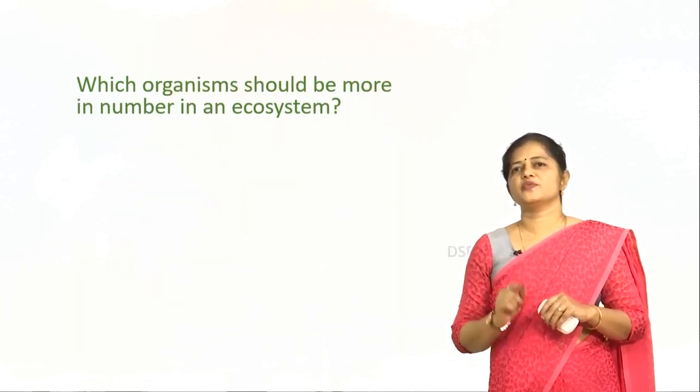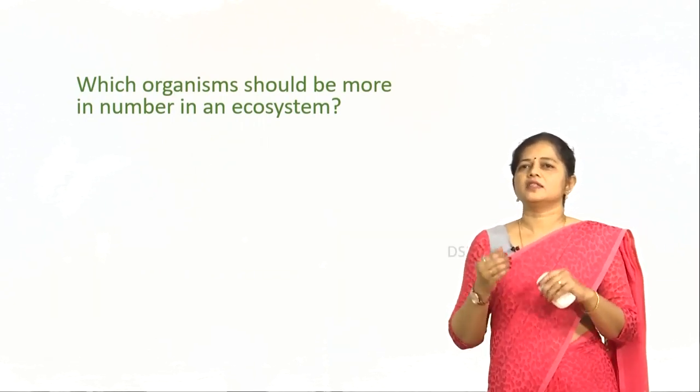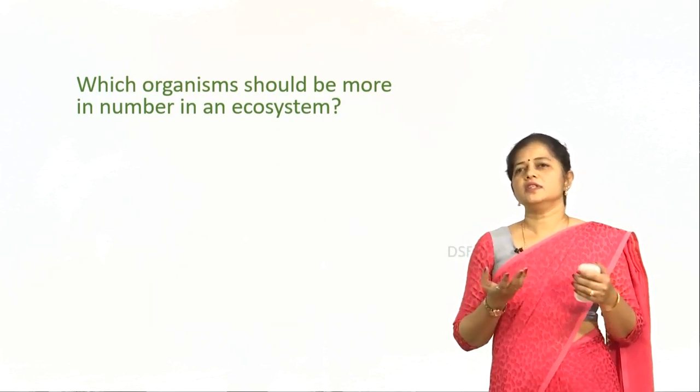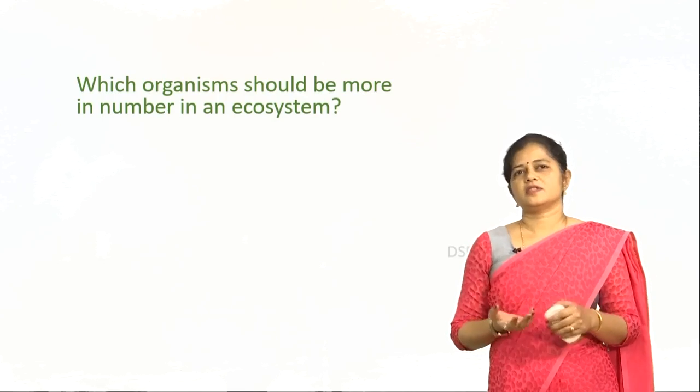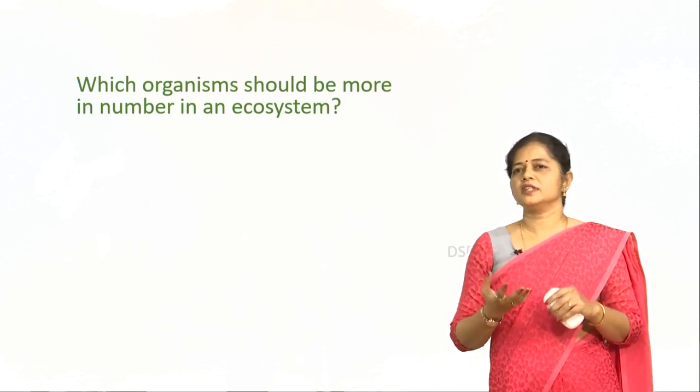There is another question: which organism should be more in number in an ecosystem? It's very simple. The number of producers in any ecosystem should be more for the sustenance of that ecosystem. For the ecosystem to be stable, it should be more in number.